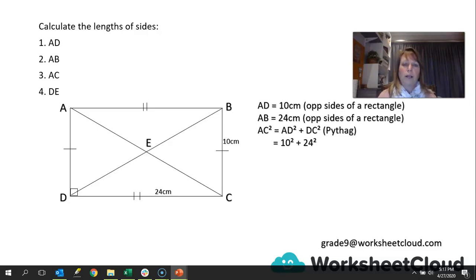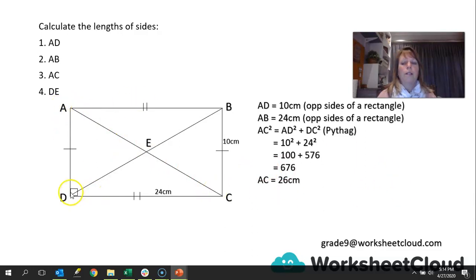I would recommend you use the calculator here. I don't know off the top of my head what 24 squared is, so you're welcome to use a calculator. And I know in grade 8 and grade 9 you are allowed to use calculators. So 10 squared is 100, 24 squared is 576. Add those together, you get 676. Remember, it's 676 centimeters squared. We now need to square root that to get what AC is on its own. AC is now 26 centimeters. We square rooted 676 to get 26 centimeters. So your one diagonal is 26 centimeters.